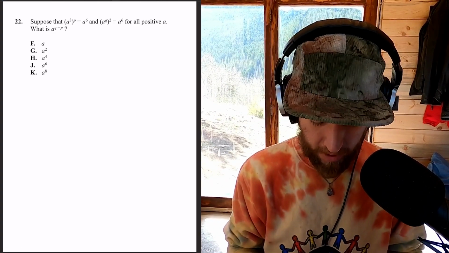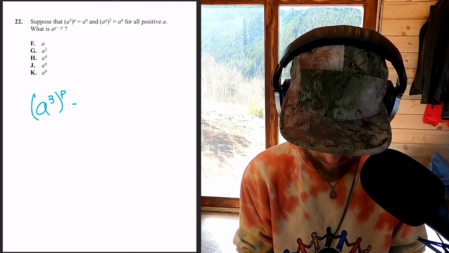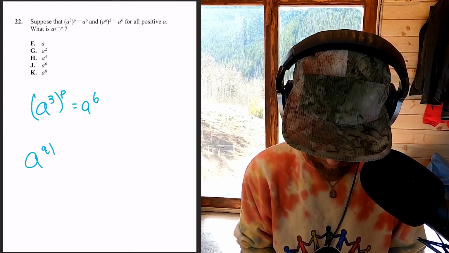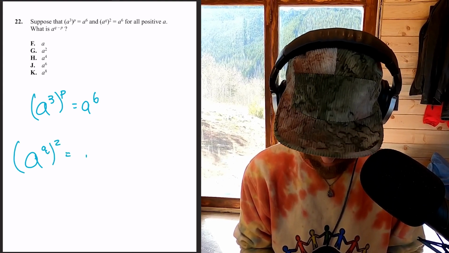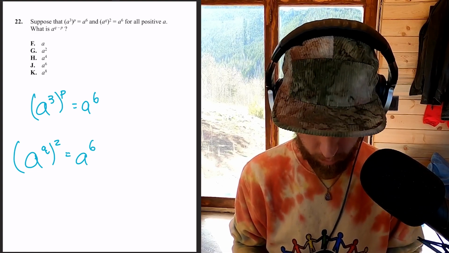Suppose that a to the third to the p is equal to a to the sixth. And a to the q, oops, my a's and q's look pretty similar, squared equals a to the sixth. For all positive a, what is a to the q minus p?